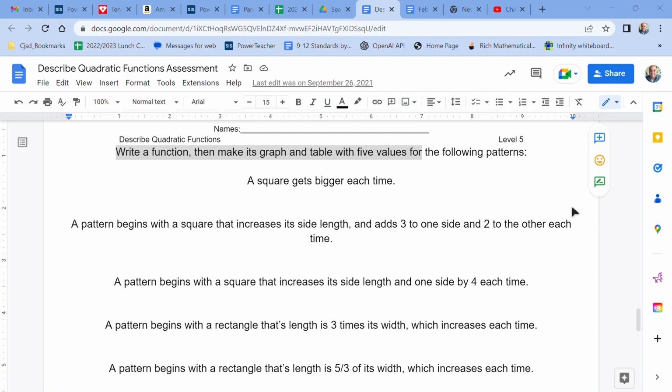So in other words, if I started with a square that was size 1, it'd be 1 by 1. And then if it became 2, that would measure 2 by 2. But that would be my first increase. From 1, it increased its side length from 1 to 2. But notice it says, and one side by 4 each time. So that means in addition to the 1 becoming 2 here and here, I also have to add plus 4 more here. So this is going to turn it into a rectangle.